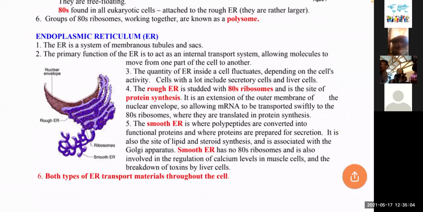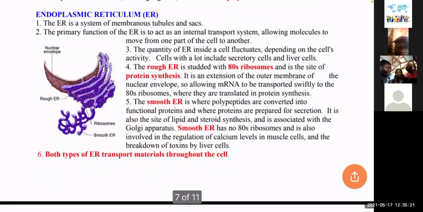Excellent. It is also a correct common function, because they both do synthesis processes. One does protein synthesis, and the other synthesizes lipids and steroids. So they both synthesize materials. That's a great one. Thank you very much. Any other point before we proceed?